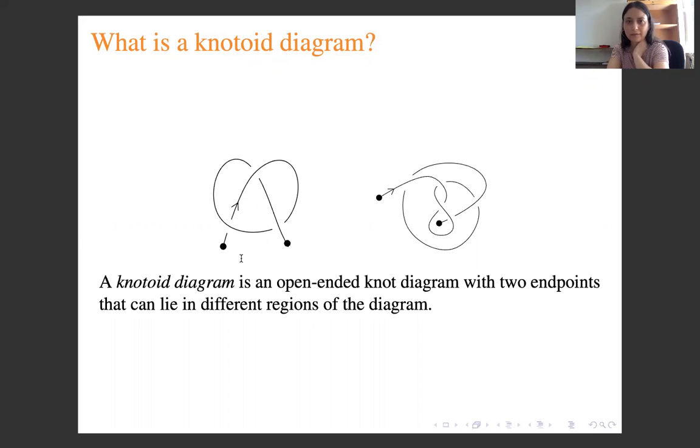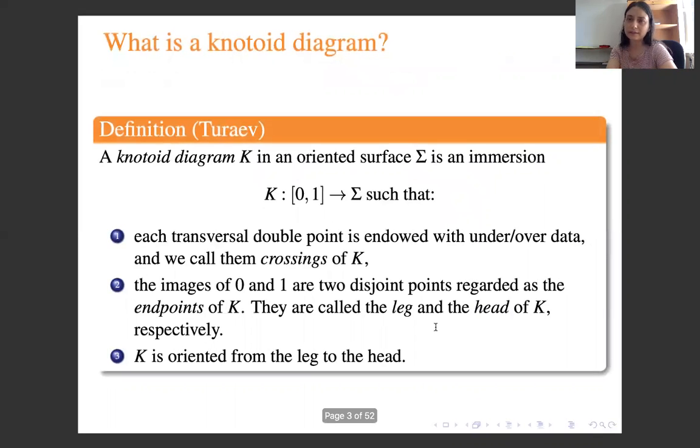For example, here we picture two knotoid diagrams, and in the first left-hand side knotoid diagram, we see that the endpoints of the diagram lie in the same region of the diagram. And in the second example, the knotoid diagram has its endpoints in distinct regions of the diagram. So the definition of a knotoid diagram is due to Turaev, and it was given in 2012.